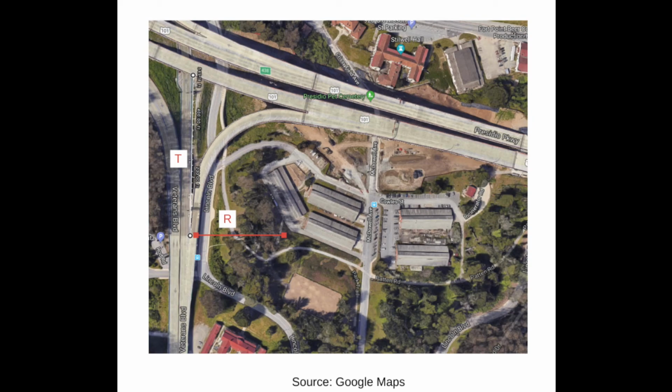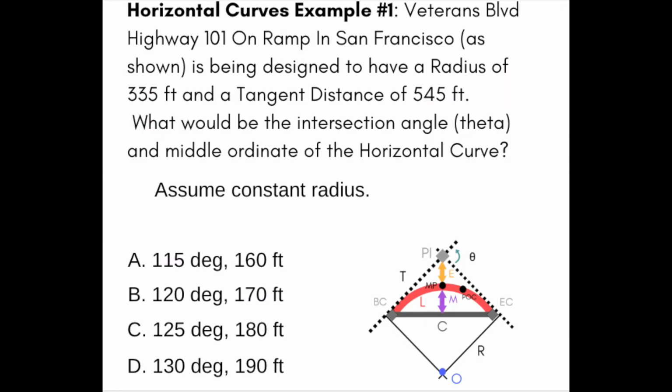So how do we go about finding the deflection angle? The problem says, what would be the deflection angle theta and middle ordinate m of the horizontal curve? It's always good practice to read the last sentence, because then you're going to know exactly what the question is asking for. And also we can see the four answers. The first one is in degrees and the second one is in feet. So basically we're looking for the deflection angle and the middle ordinate.